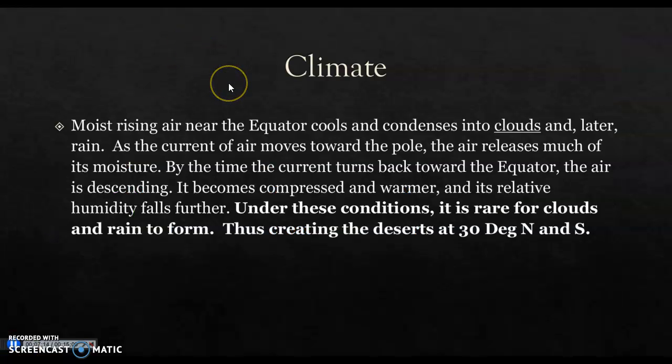So we'll just read this here real quick. Moist rising air near the equator cools and condenses into clouds and later rain. As the current of air moves towards the pole, the air releases much of its moisture. By the time the current turns back towards the equator, the air is descending, becomes compressed and warmer, and its relative humidity falls further. So under these conditions, it's rare for clouds and rain to form, thus creating the deserts at 30 degrees north and south.